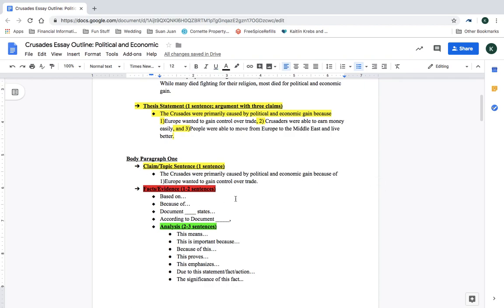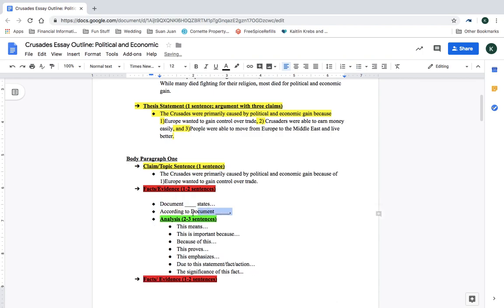What I do is I go to my packet where it talks about trade, and I choose one of the sentence starters. So maybe I'll say, okay, document 1 states this. And so after I've chosen my sentence starter, I fill in the blanks. Document, let's see here, document 5 talks about the legacy of the crusade, or document 6 talks about how you can get money during the crusade, whatever it is, right? So I'm looking for the documents that back up my statement here.